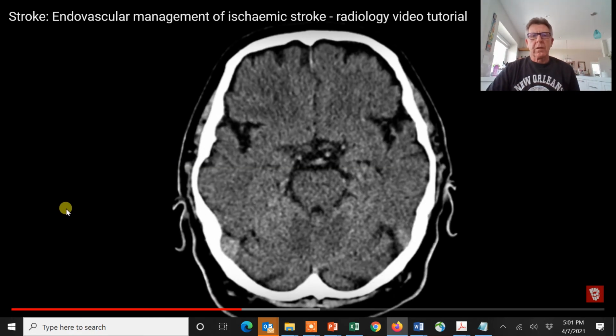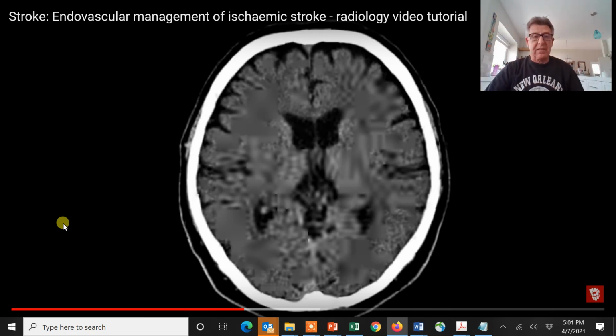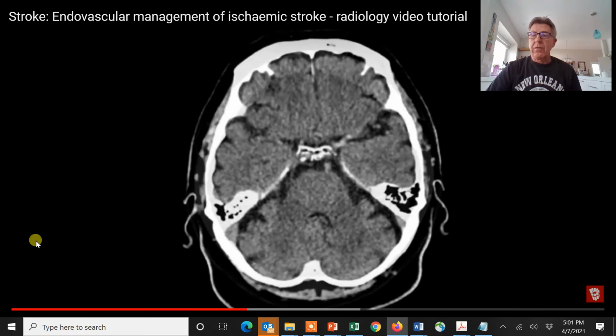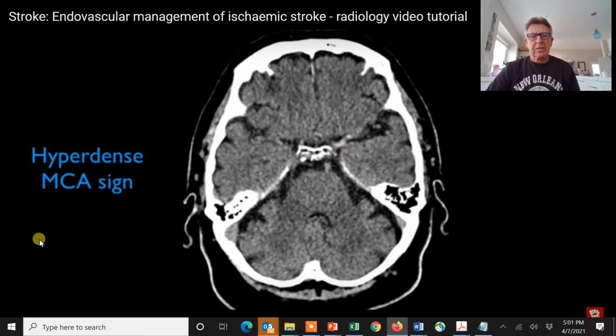The initial non-contrast CT demonstrates, they show him advancing through the skull and then getting deep into the brain, right? Non-contrast CT, okay? And you listen to what he has to say. Demonstrates no evidence of hemorrhage. Left MCA, confirmed on CTA as an M1 segment occlusion.